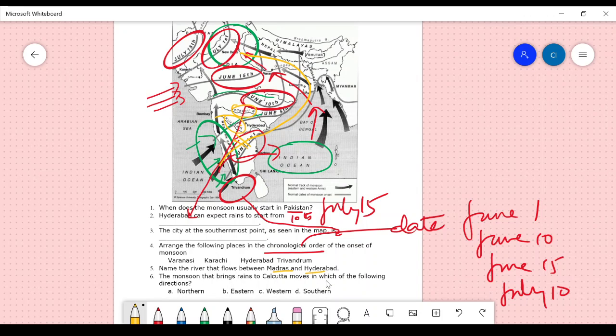The monsoon that brings rains to Calcutta moves in which of the following directions? The direction of the monsoon is going this way. This is the north direction. So this is east, right? Actually, it should be northeasterly to be exact. No, northeasterly. So you can write northern because it is completely moving towards north. You can write north, and if you say that it is going towards west, northeast. Okay, both are there. So you have to say that it is the northeasterly direction.